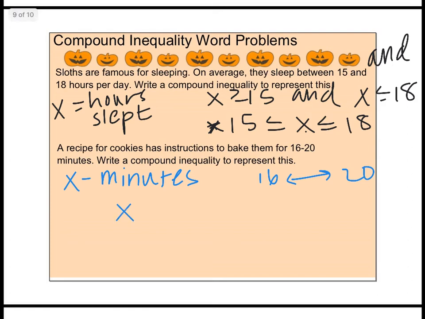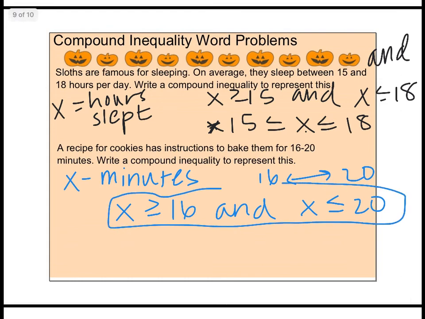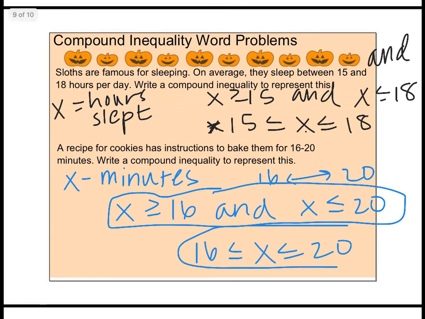So they have to cook at least 16 minutes or more, and at most, they can cook up to 20. That's one way to show it. At least 16 minutes, but no more than 20. If you like to condense it, you can show it as 16 is less than or equal to x, less than or equal to 20. So my cookies need to be baked between 16 and 20 minutes.